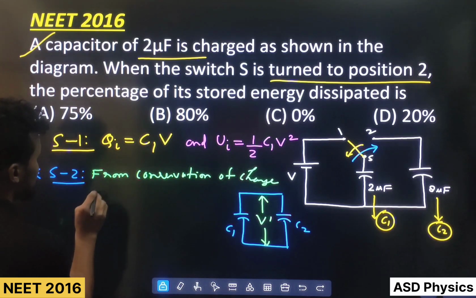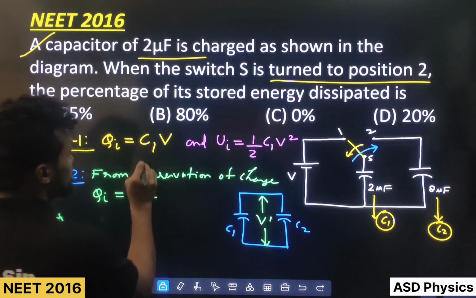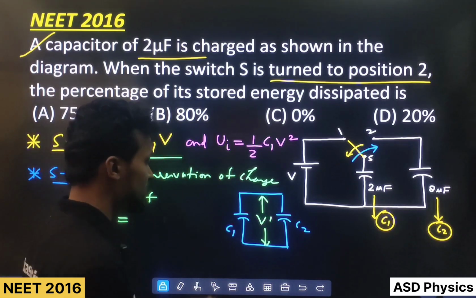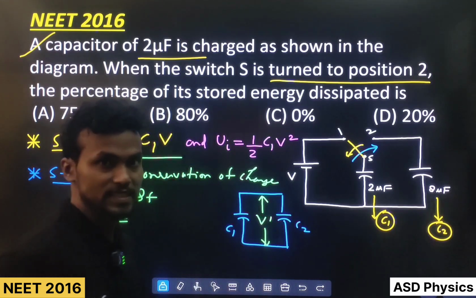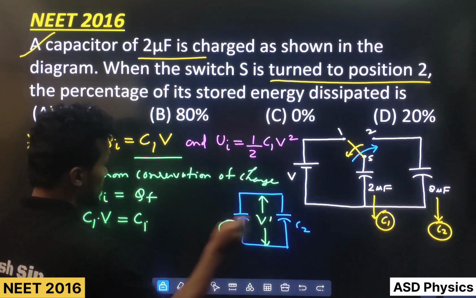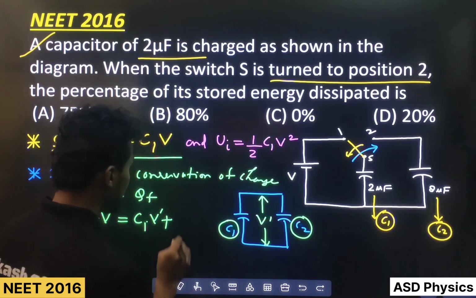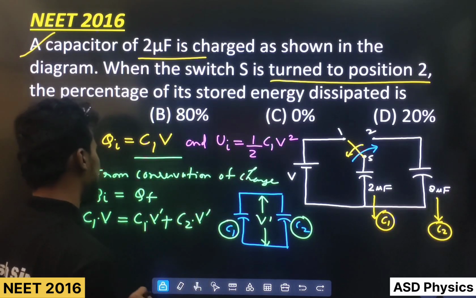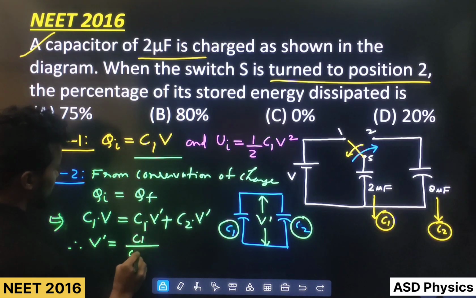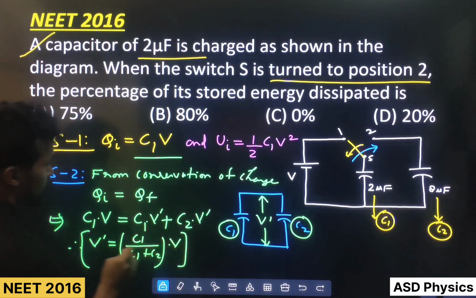The initial charge should be equal to the final charge. Initial charge is C1 into V, equal to the final charge, that means charge on this capacitor and charge on this capacitor. The charge on this capacitor is C1 into V dash, plus similarly charge on this capacitor, guess please, C2 into V dash. Hence this V dash value will be C1 by C1 plus C2 into V. This potential value we have got.